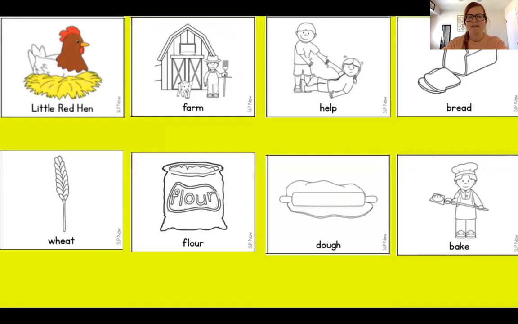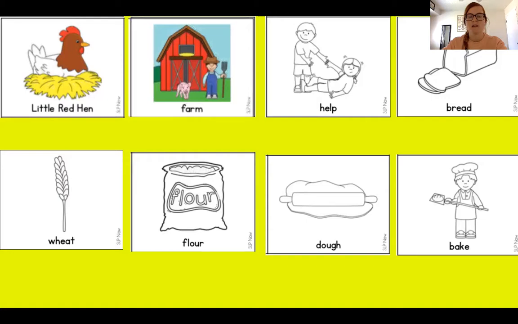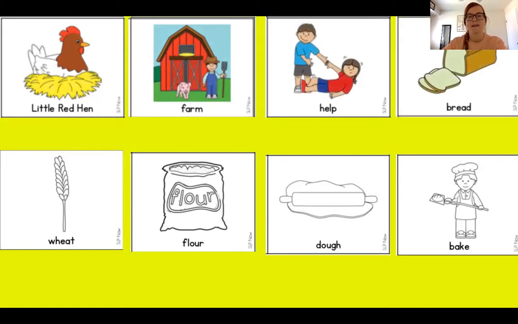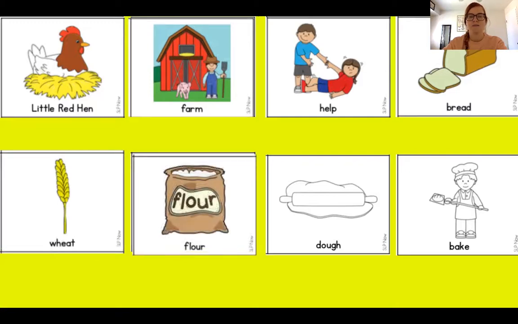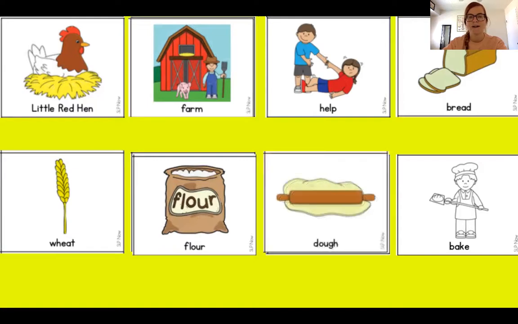Where did the story happen? Did the story happen at school? No, the story happened on a farm. The little red hen was asking the other animals on the farm to help her. To help her do what? Make some bread. Let's review some of the things you need to do to make bread. First, you need to cut the wheat, grind it into flour, mix the flour with some water and some other ingredients to turn it into dough, and put that dough in the oven to bake.